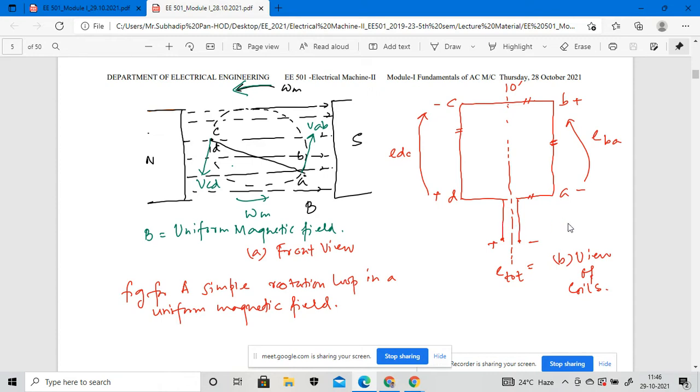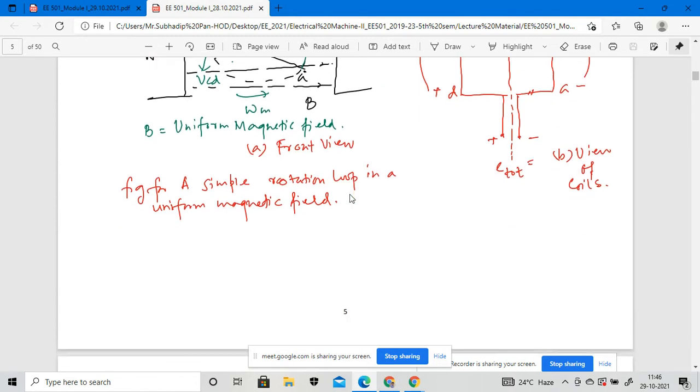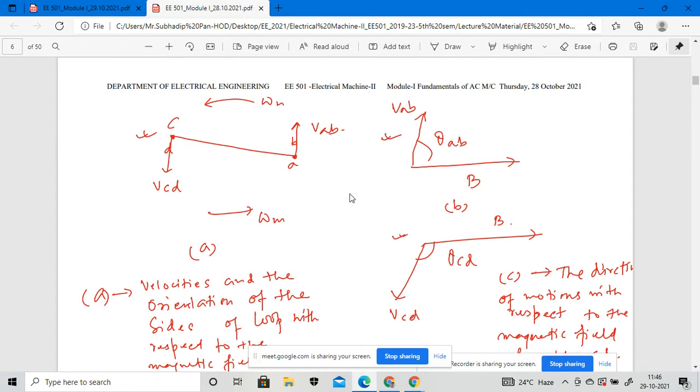So we also discussed in the previous lecture the velocities and the orientation of the sides of a loop with respect to the magnetic field. This particular figure consists of the velocities and the orientation of the sides of a loop with respect to the magnetic field.